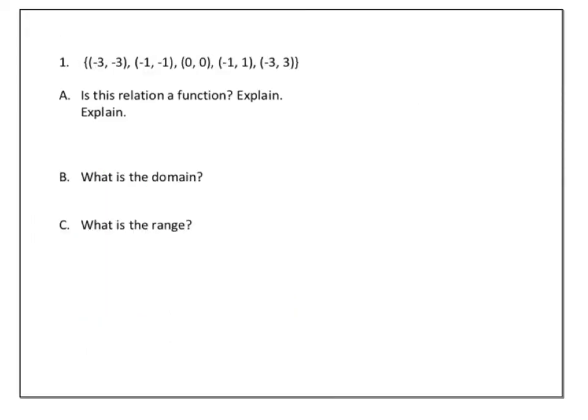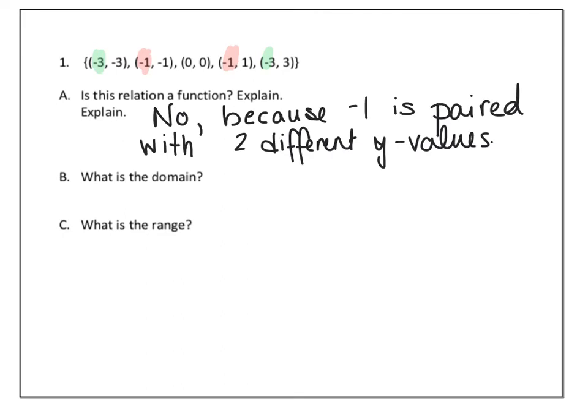So let's illustrate with some examples. It says, first of all, let's decide, is this a function? And we need to explain. Well, I say no. There's two issues. The issue is with -3. It's paired with two different y values, both positive and negative 3. There's a second issue here. The value -1 is paired with two different y values. So when you're explaining this, just pick one problem with it. So I'm going to say no because -1 is paired with two different y values.